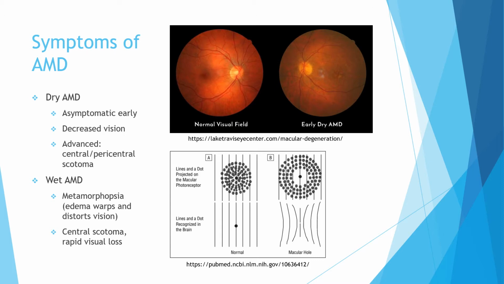Wet AMD, as a macular degeneration, can also present with central scotoma. It can also present with something called metamorphopsia. This is warping and distortion of vision because of the fluid on the inside of the eye.